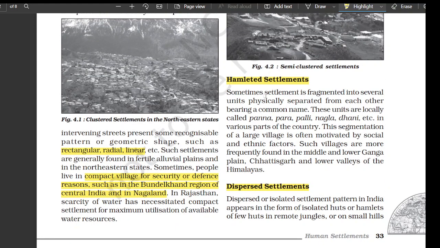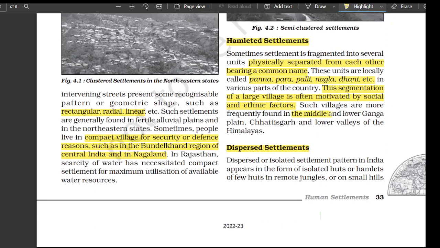Hamleted settlements. Sometimes a settlement is fragmented into several units physically separated from each other, bearing a common name. These units are locally called Pana, Para, Palli, Nagla, Dhani, etc. In various parts of the country, this segregation of large villages is often motivated by social and ethnic factors. Such villages are more frequently found in the middle and lower Ganga plain, Chhattisgarh, and lower valleys of Himalayas.